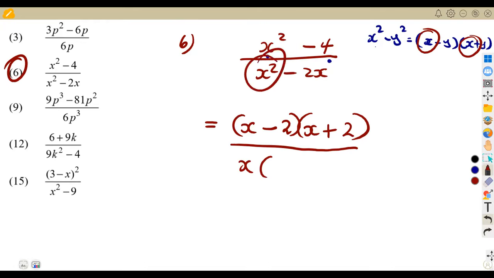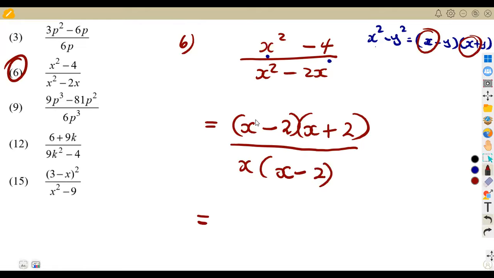So x squared divided by x, that's going to be x, minus 2x divided by x. This x and this x will cancel each other. So that means you remain with just a -2. Already you have written the negative.